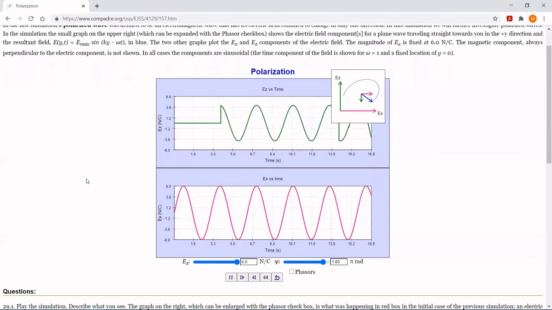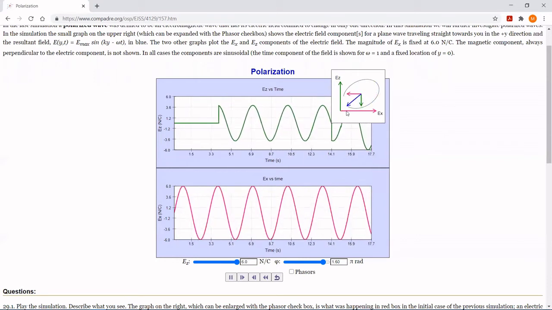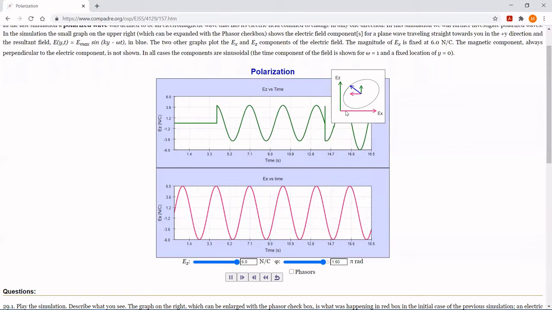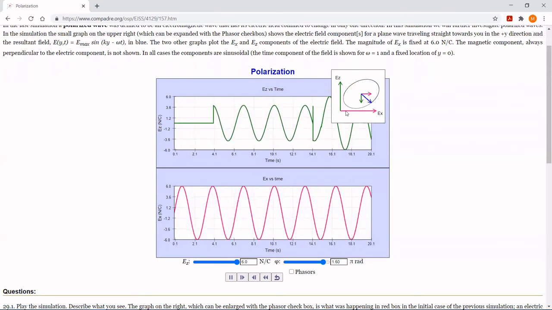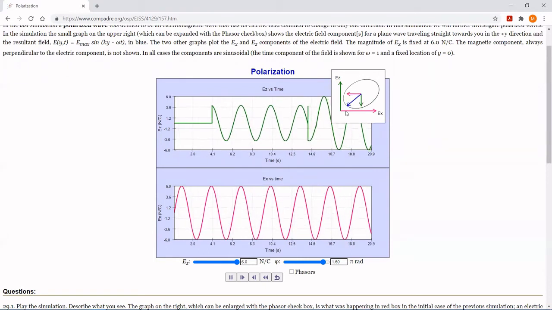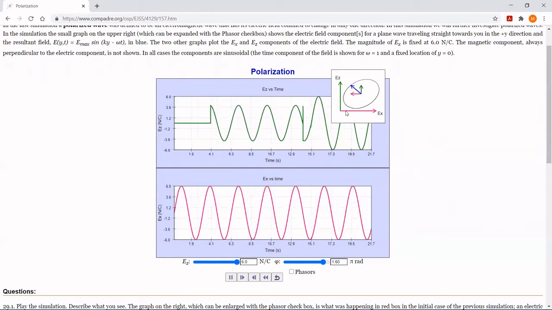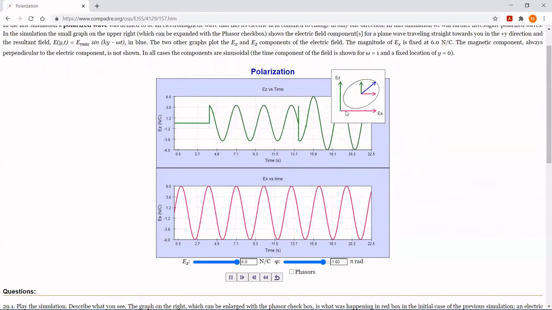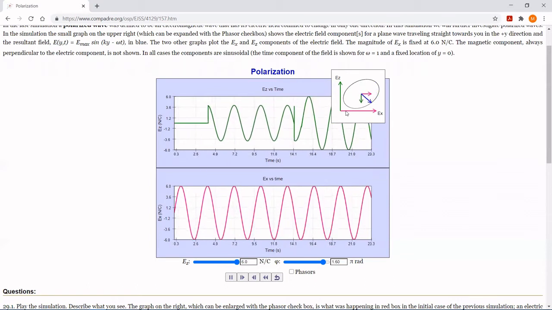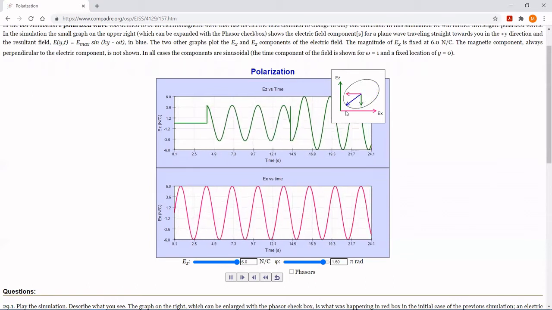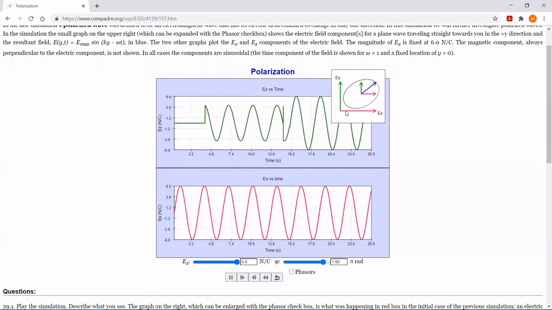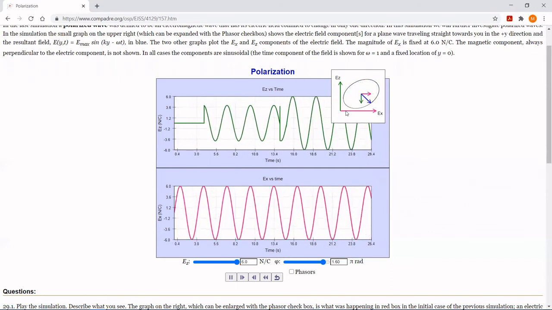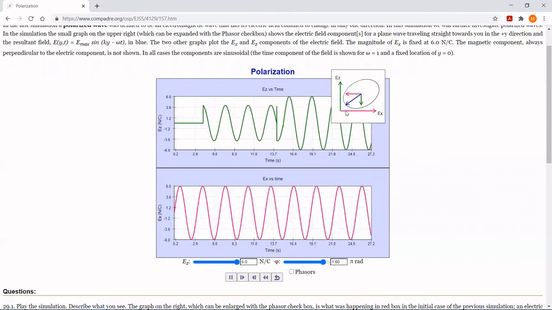Different behavior, right? The blue vector, instead of just oscillating back and forth along a line, which is called linear polarization, it's tracing out an ellipse. This is what you would call elliptical polarization. So you still have to imagine that the wave is coming out of the screen at you, but the electric field, instead of oscillating in a fixed plane, is tracing out that ellipse. So this is not linear polarization.